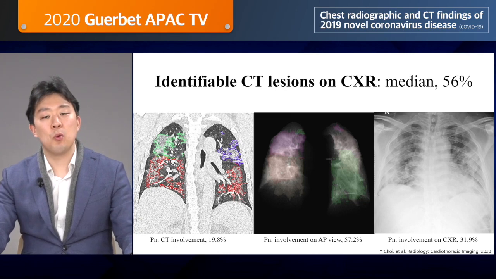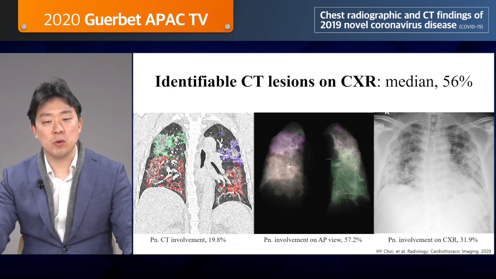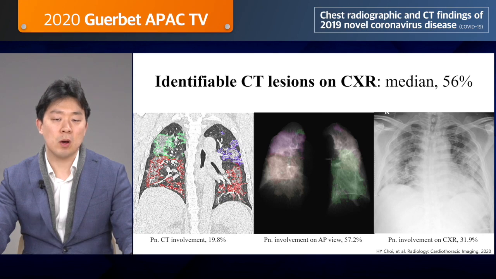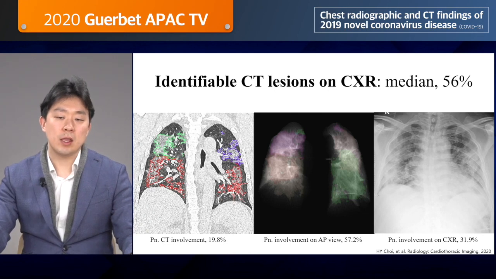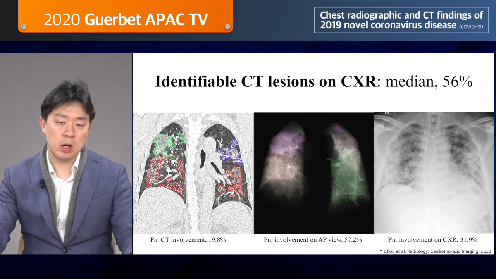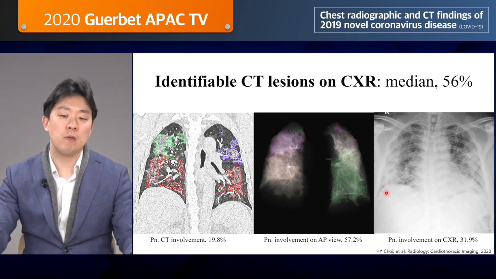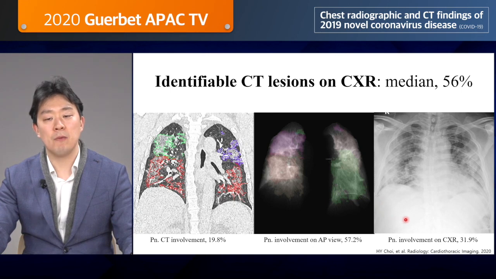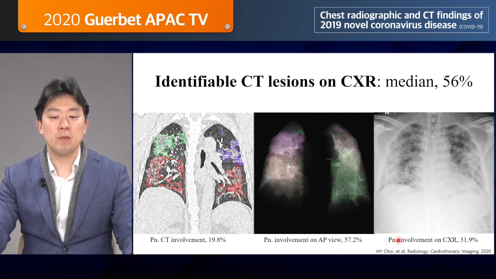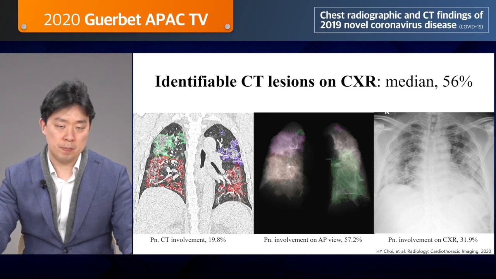We can calculate what percentage of the lesions of COVID-19 pneumonia identified on chest CT are seen with X-ray imaging. In this patient, COVID-19 pneumonia involves about 20% of lung parenchyma on CT images. In the anterior-posterior projection, lying-down view, we can find about 60% to be involved, but only about half are found through X-ray images. Even if identifiable, approximately half of the pneumonia cannot be seen on chest X-ray imaging.